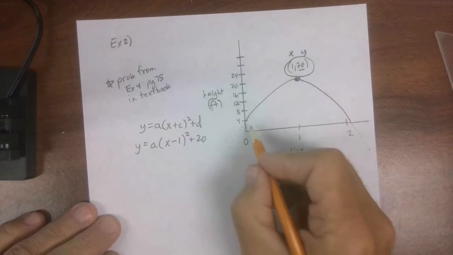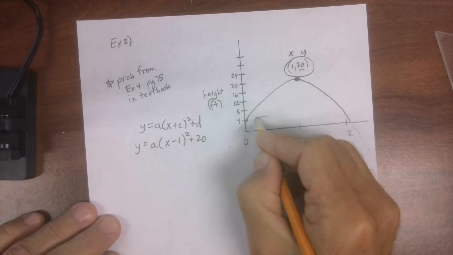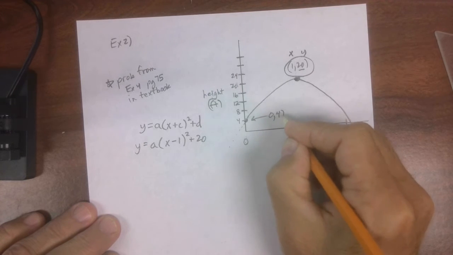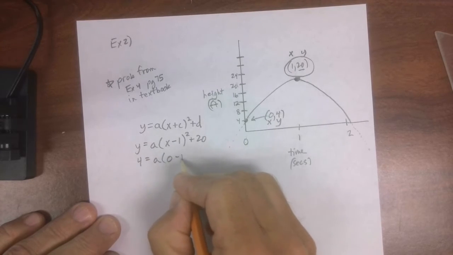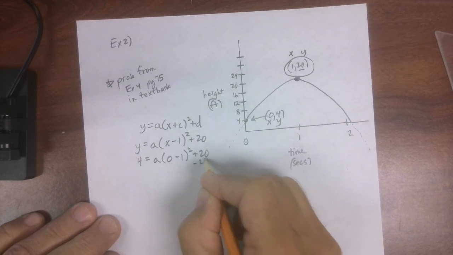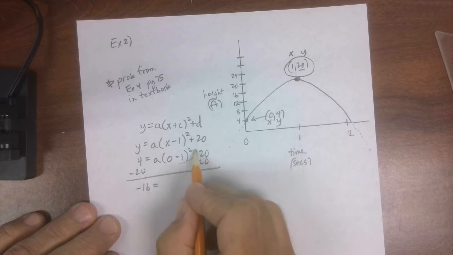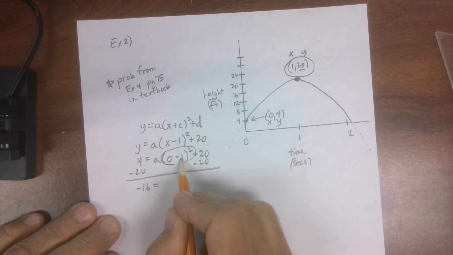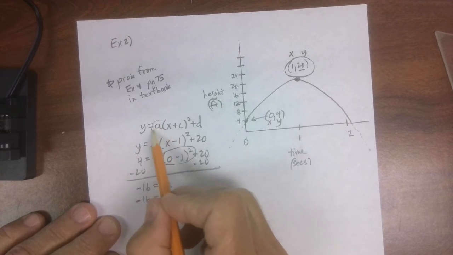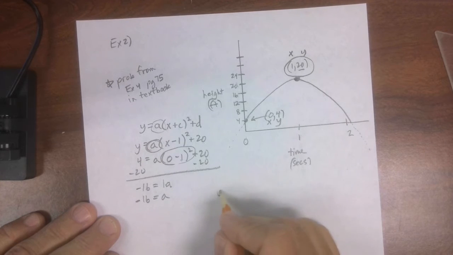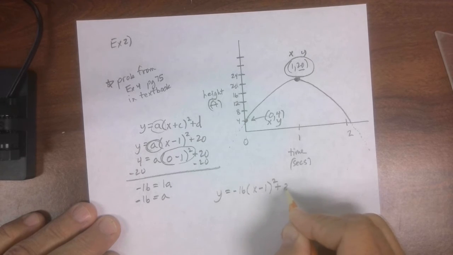Now we have to find a. We're going to get that from this hidden point right there. We don't really know technically any other point except this guy right there. That's 0, 4. So there's my x and my y. So 4 equals a times 0 minus 1 squared plus 20. I'm just in the habit of getting rid of that, and then I'll clean this up in a minute. But negative 16 equals, now we have to take care of this. 0 minus 1 is negative 1, squared is 1, so 1a. Guess what? That means a is negative 16. Where do we put that? Well, right here. So y equals negative 16 times x minus 1 squared plus 20.